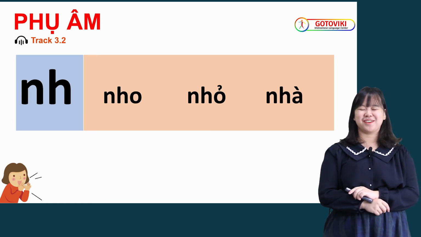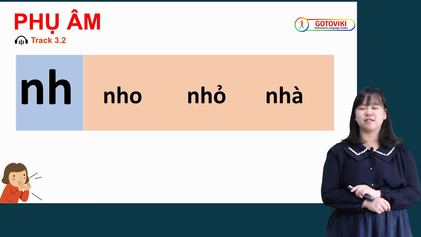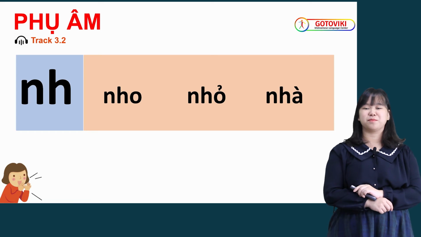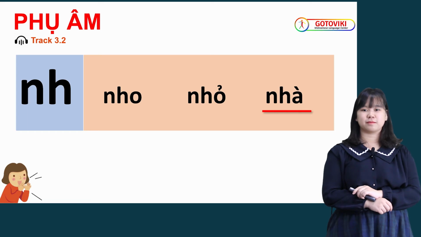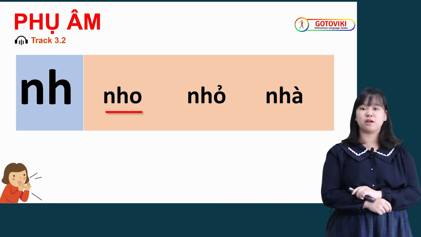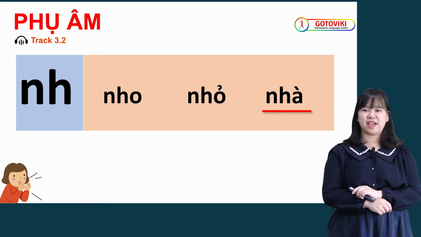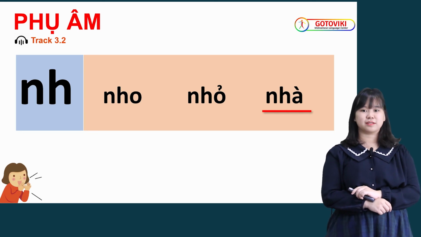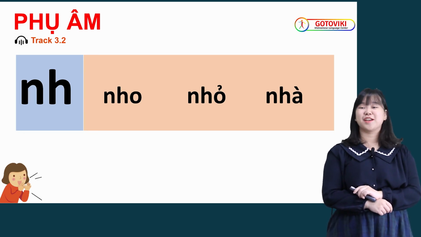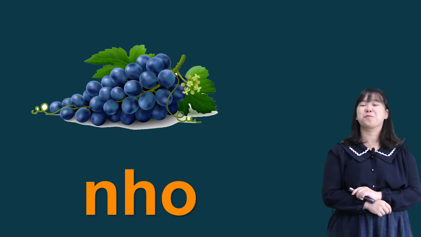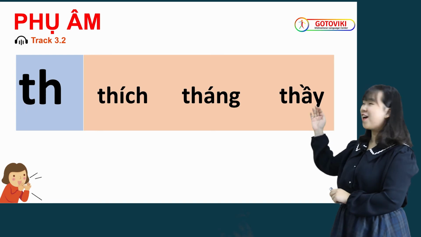Okay, repeat after me. Luyện tập cùng mình nhé. Nhờ, nhờ, nhờ. For example, nho, nhỏ, nhà. Nho, nho, nho. Nhỏ, nhỏ, nhỏ. Nhà, nhà, nhà. Nho is a kind of fruit. It's grapes.